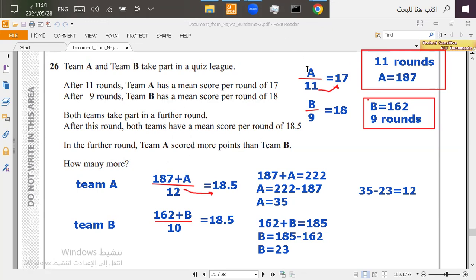So focus on finding the mean and using the mean to find the total number of points. We did this with the 11 rounds, same with the 9 rounds. And then we added another round to each one of them to make the mean the same, which is 18.5. So we added a round to 11, it became 12, and we added a round here that became 10. We followed the steps to find the points on the last round, and then we subtracted the points to get a difference of 12 points. And that's the idea of this question.